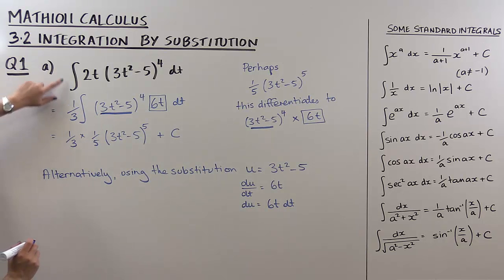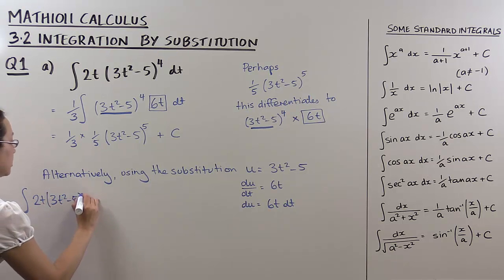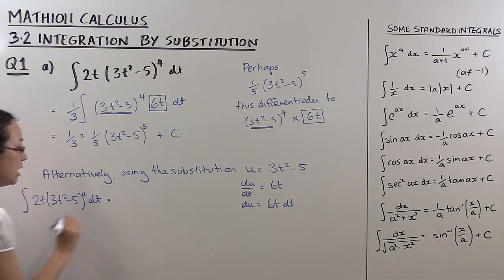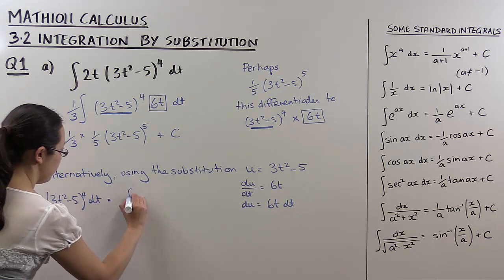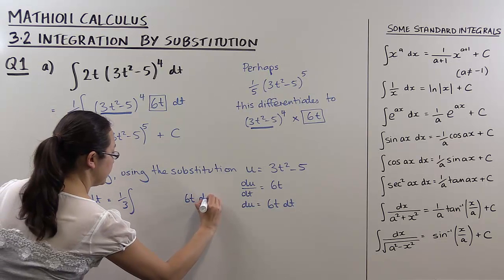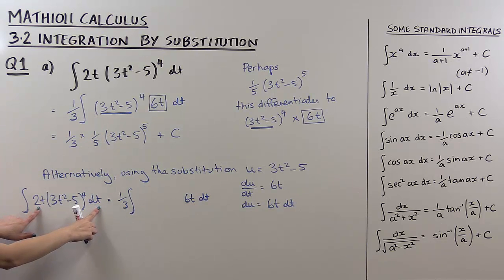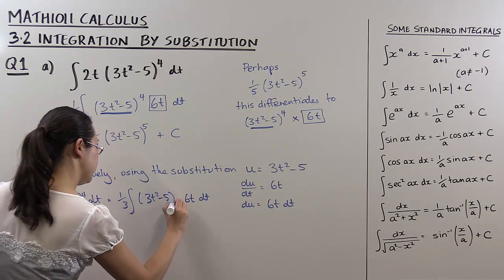So our first step is going to be the same. Let's write the whole thing out: the integral of 2t (3t squared minus 5) to the 4 dt. I need a 6t dt to replace it with a du, so I still need to multiply it by 3 and 1/3 to make this work. So we multiply by 3 to get 6t dt, multiply by a third so we don't change the question, and this is (3t squared minus 5) to the 4.